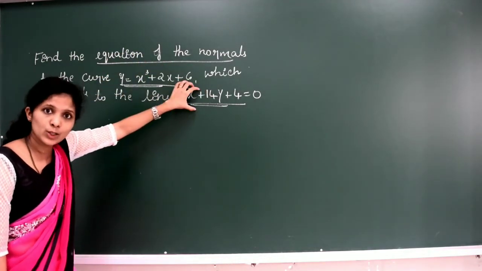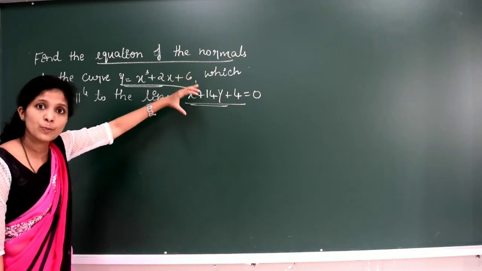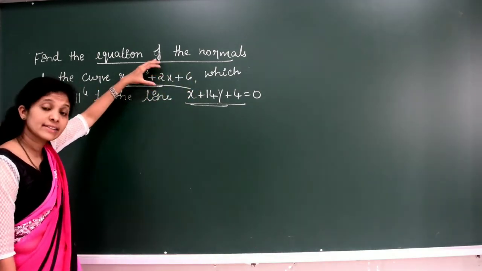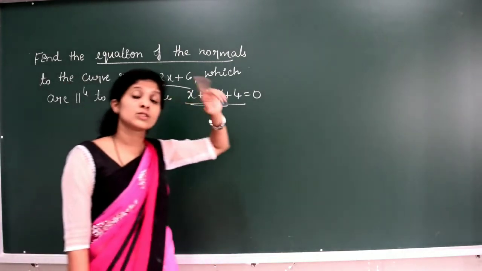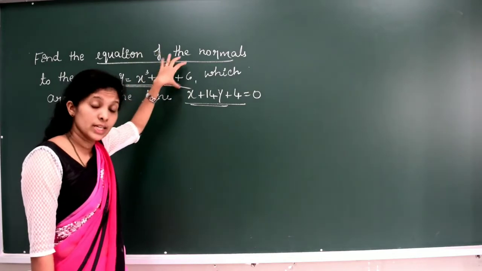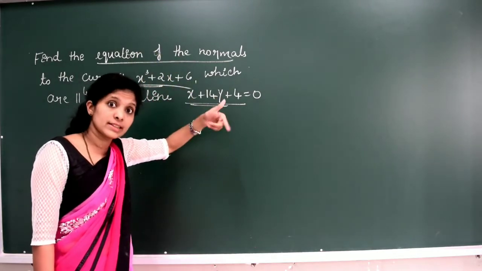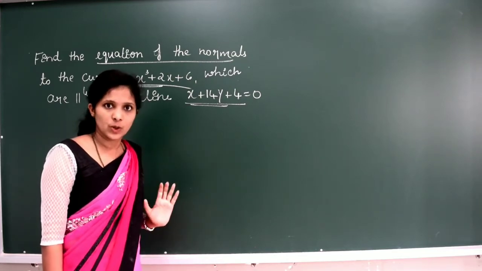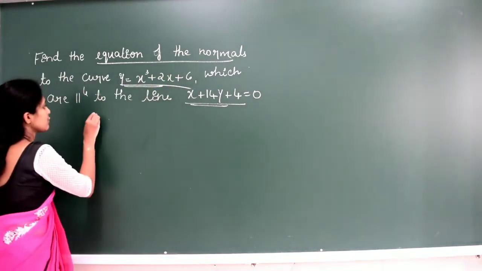Since it is parallel to this line, obviously the slopes will be equal. But if you differentiate this, you will get the slope of a tangent to that curve. But here we have to find the normal. Since tangent and normal are perpendicular to each other, the slope will be the negative reciprocal, right? So we will consider this equation first.